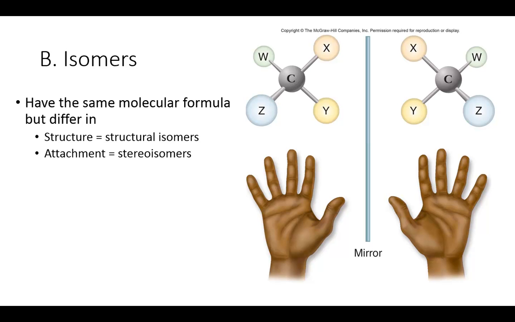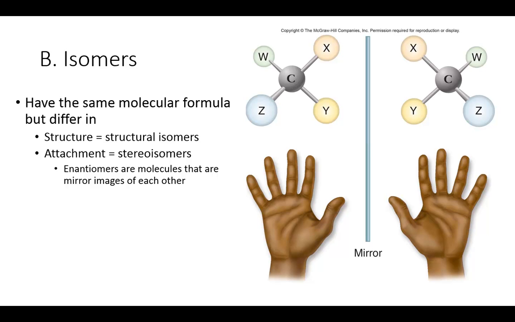So, again, they can have all the same elements in their compounds, but certain compounds are in different attachments, attached to different carbons, and so on and so forth. We'll give a couple of examples of these in a minute. One type of stereoisomer is called an enantiomer.